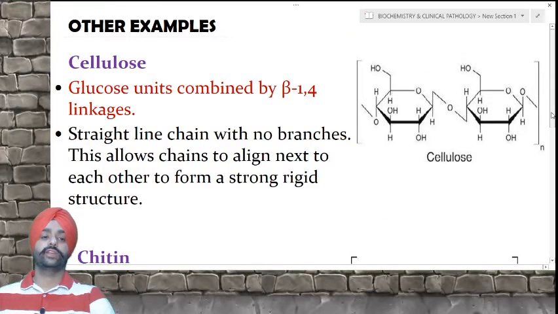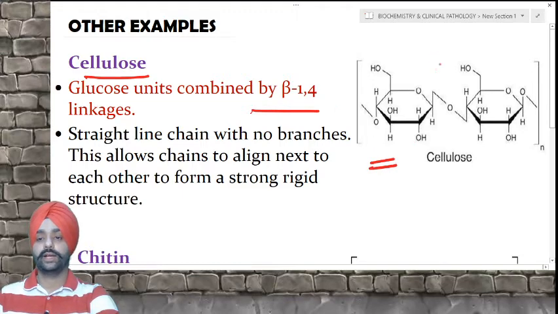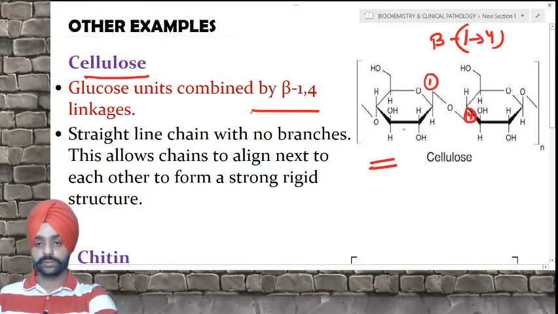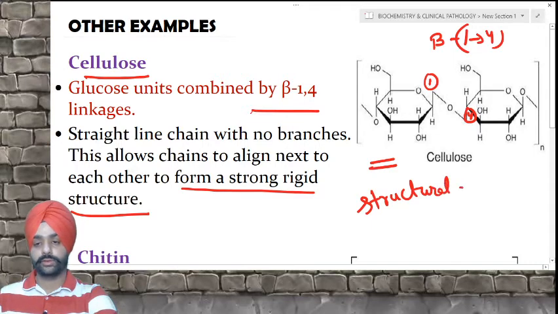Now, the other examples include cellulose. The units are combined by beta 1,4 linkages. See here, these are beta 1,4 linkages, between the first carbon and fourth carbon of beta D glucose. Straight line chains with no branches are allowed to align next to each other to form a strong rigid structure. These are the structural elements of plants.